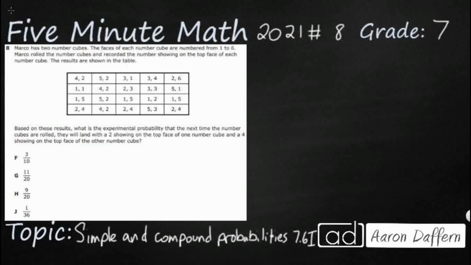Today we are looking at the 7th grade concept of simple and compound probabilities. This is standard 7.6i in the great state of Texas, and we are using item number 8 off the 2021 released STAAR test. If you have not done so already, please go ahead and take a moment to pause the video, work this problem out on your own, unpause it, then we will look at our answers together.